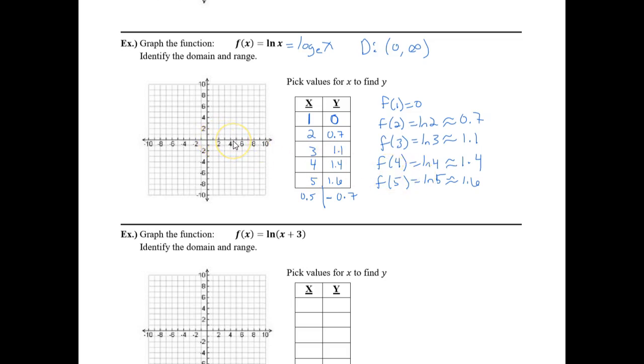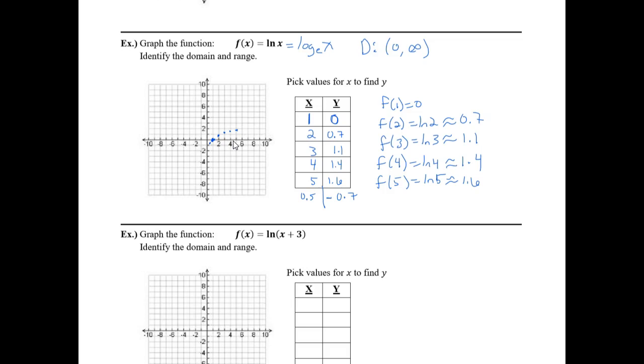Let's go ahead and graph these. I have 1, 0, nice value, 2, 0.7, and 3, 1.1, 4, 1.4, 5, 1.6, so just kind of slowly moving up there. And then we also did a half. So x was a half, and we got negative 0.7. So about a third of the way down.